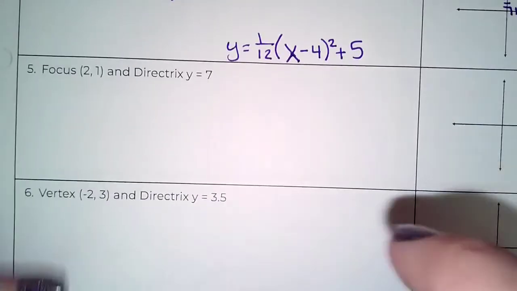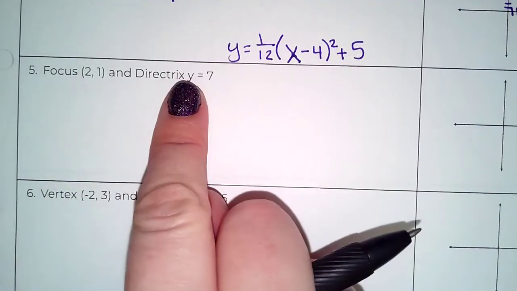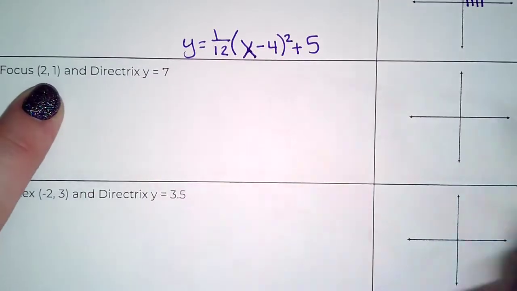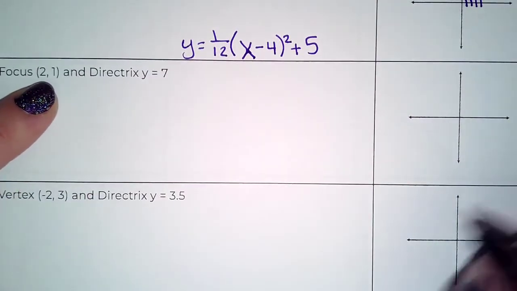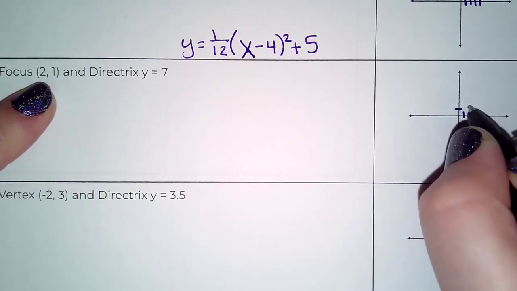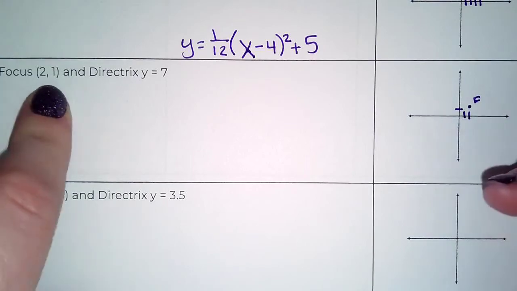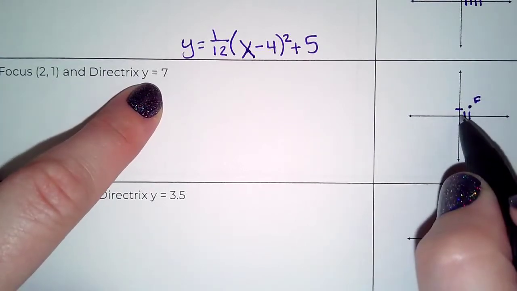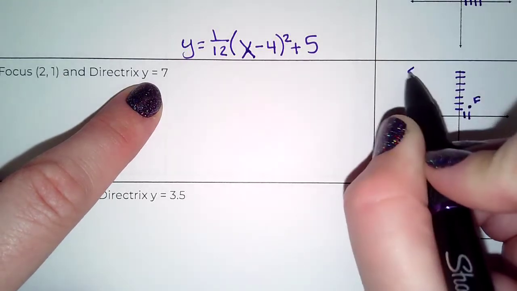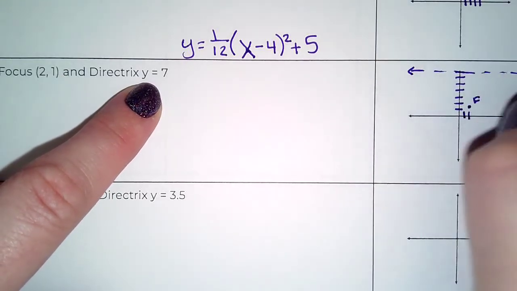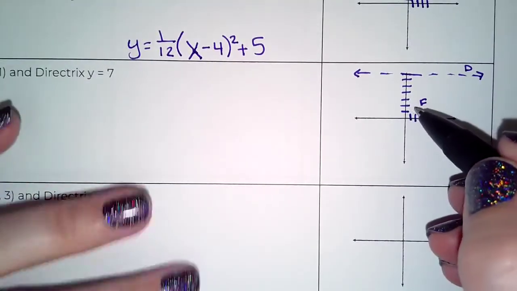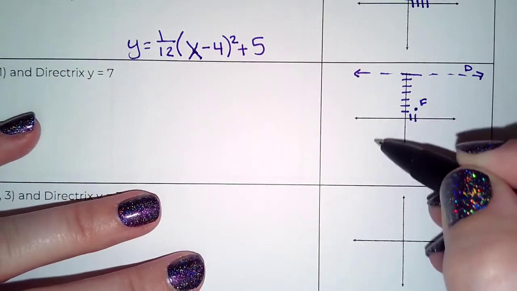Number 2. So I have the focus and directrix this time. So I'm going to go ahead and sketch these first. The focus is at (2, 1), so right 2, up 1. The directrix is at y equals 7, so 1, 2, 3, 4, 5, 6, 7. The directrix is up here. If the focus needs to be inside the parabola, that means it needs to be going downward.